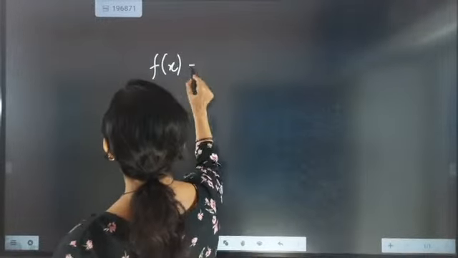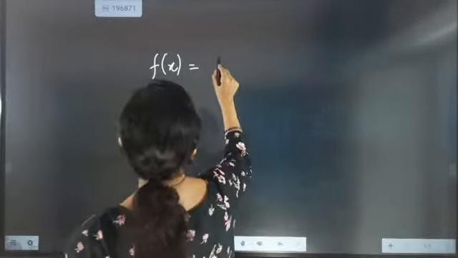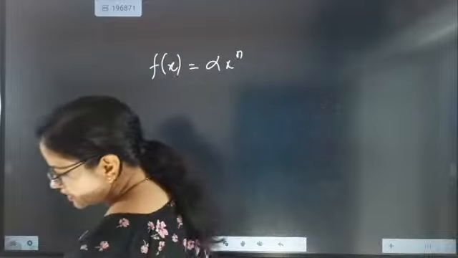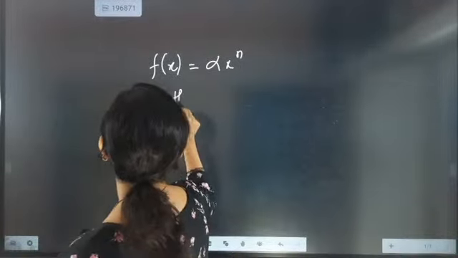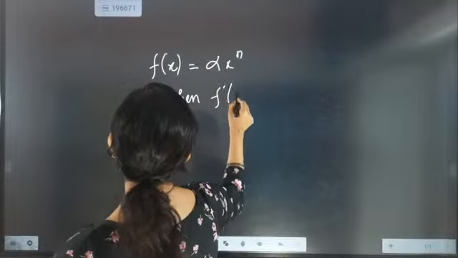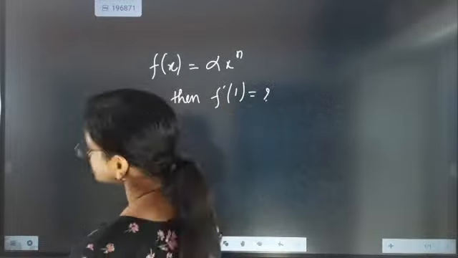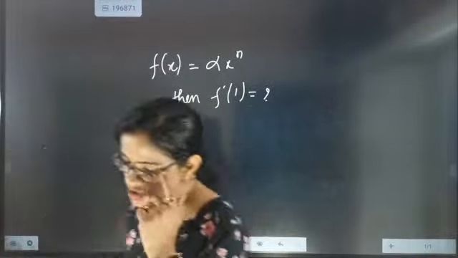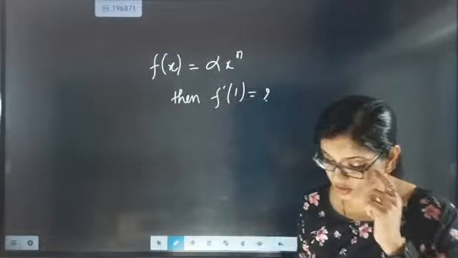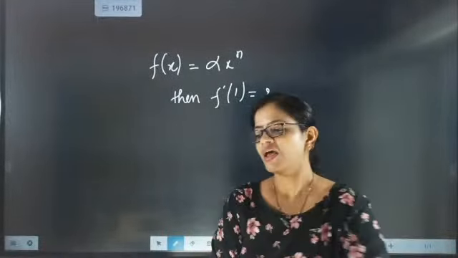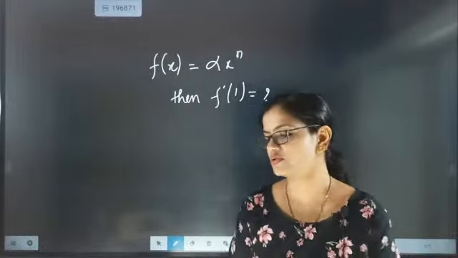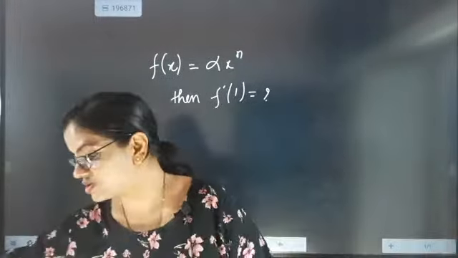So now let's play with this question. They have given another question. When f of x is equal to alpha x to the power n, what will be f dash 1? This is just a 1 mark question. Nothing is there in the question. You have to be very careful solving this question, and this is also the easiest question.